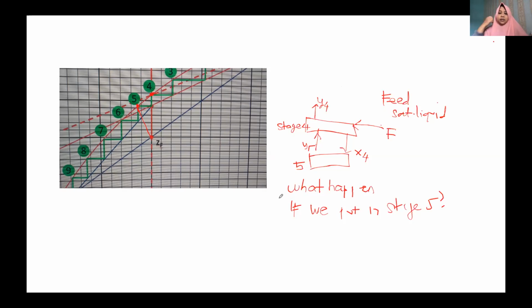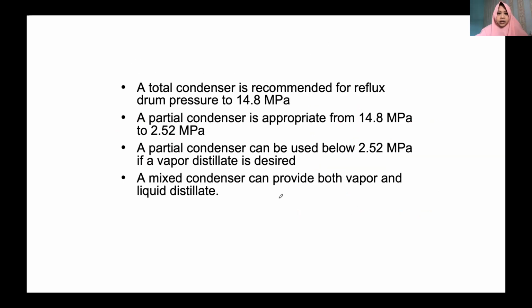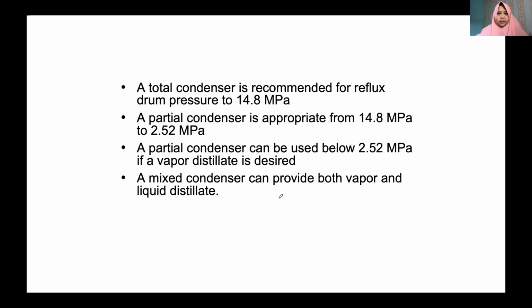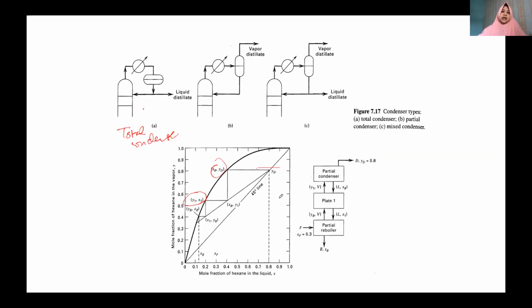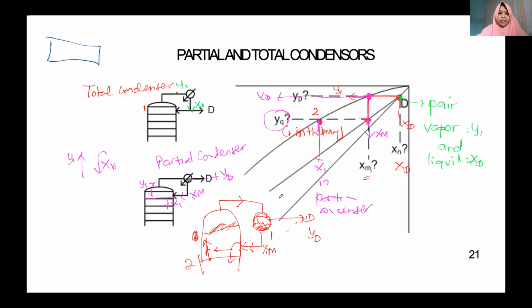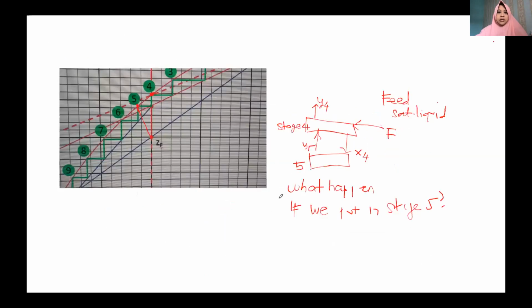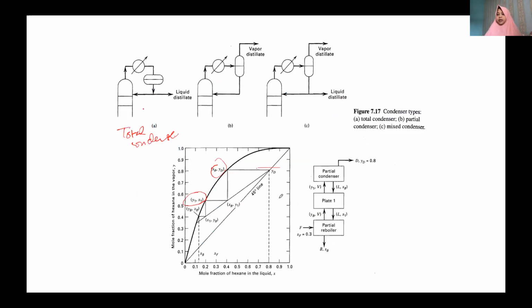Okay, so now we're going to move on. Yesterday we talked about the condenser, this one about the partial condenser. Again, there are several types of condenser: the partial condenser, the total condenser, and this one. This one I also took from the book of Seder. There are three types of condenser.